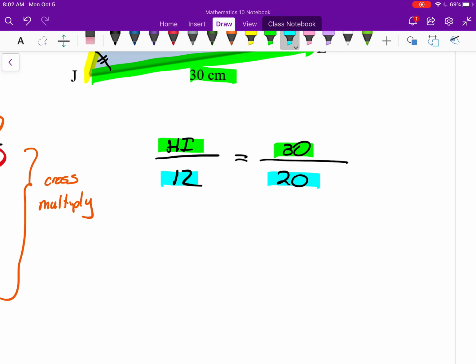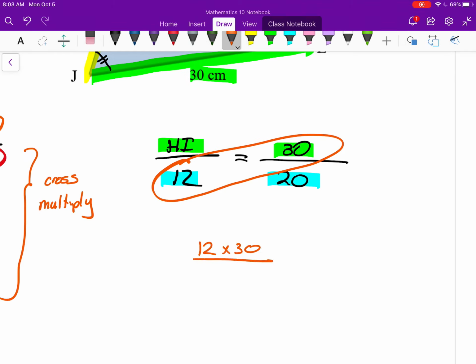Now to cross multiply, I find the two numbers that are diagonally across from each other. So 12 times 30. And then I divide by what number's left? 20. So whatever 12 times 30 is, and then I divide by 20, that will tell me HI. And I get 18. So HI equals 18 centimeters exactly.